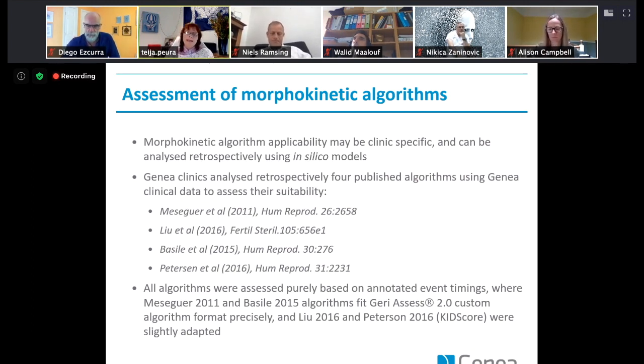What is the beauty of this automated annotation is that because the events are collected all the time in the background without any effort from the embryologist, they can be analyzed if wanted without any extra effort using in silico models. And this is what was done. Four well-known algorithms were analyzed retrospectively using the clinical data. The idea was, would these algorithms actually work quietly in the background without embryologists having to manually annotate the events. So they were based only on the timings with no further special morphokinetic observations.